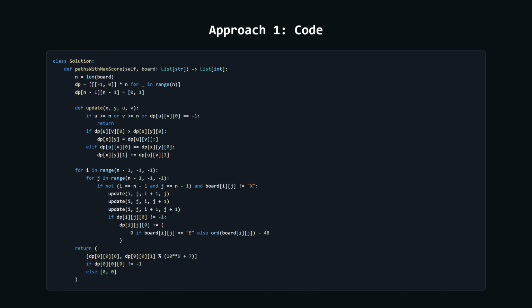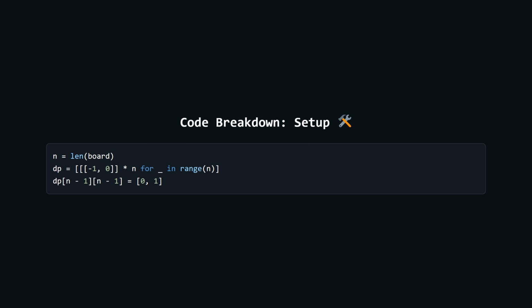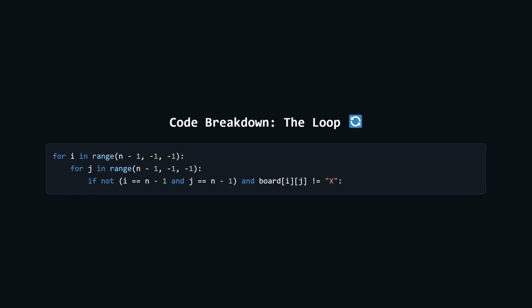Alright. Let's look at the Python code provided in the Leetcode editorial. I'll break this down into smaller chunks. First, we create our 3D array. We fill it with -1 for the score, meaning unvisited, and 0 for the paths, except for the very starting square, which gets a score of 0 and 1 valid path. Then, we start 2 loops to iterate backwards through our grid, making sure to skip the starting square and ignore any squares that have an X obstacle.